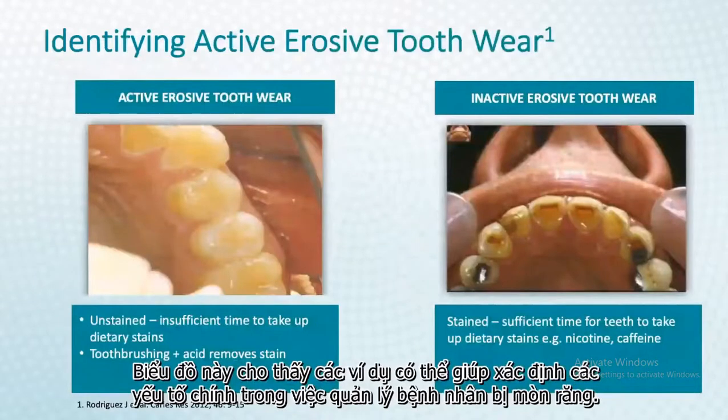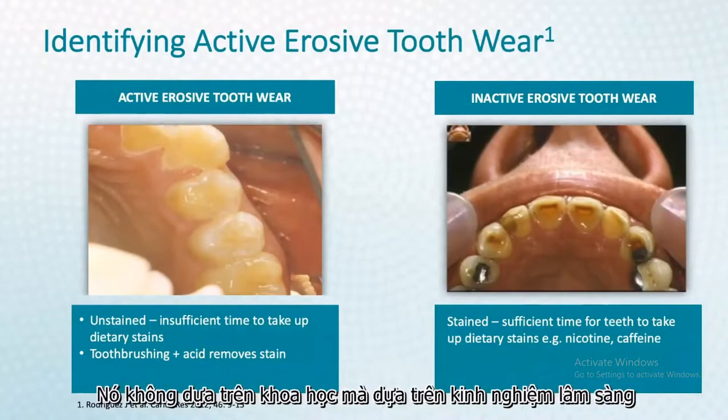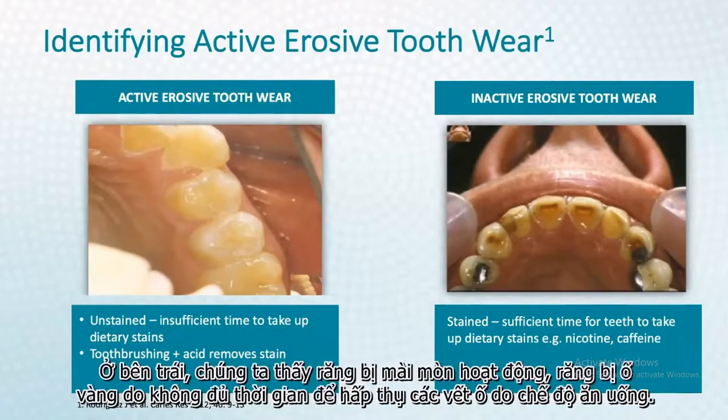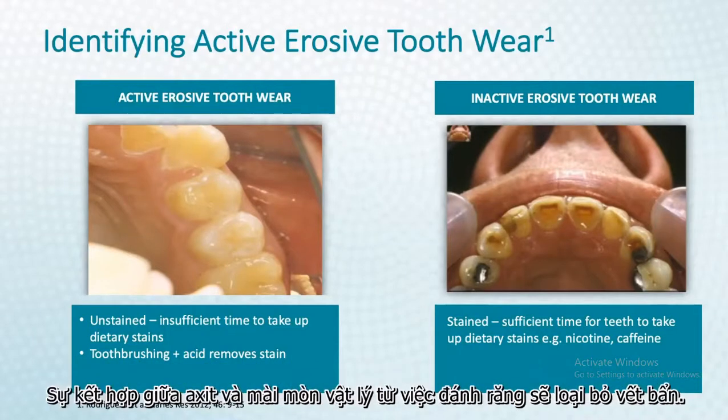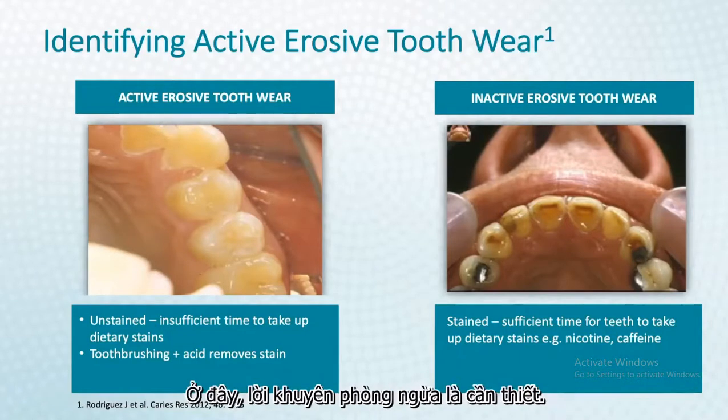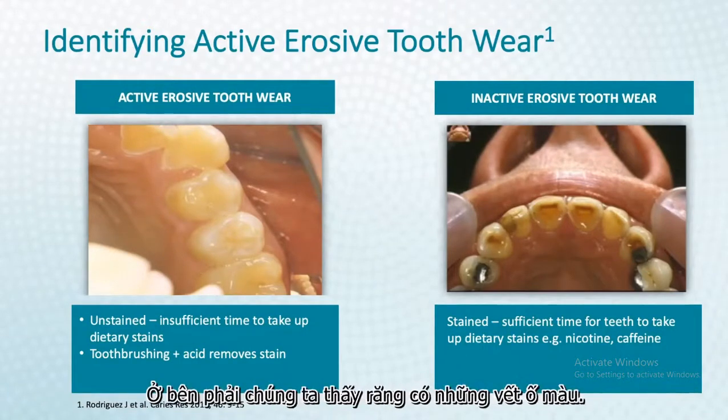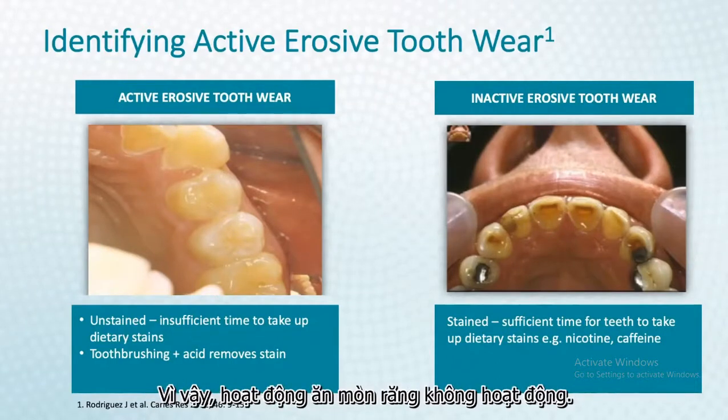This chart shows examples that can help identify a key factor in the management of patients with erosive tooth wear. It is not based on science, but clinical experience. On the left, we see active erosive tooth wear. The teeth are unstained as they have insufficient time to take up dietary stains. The combination of acid and physical wear from brushing are removing the stain. Here, preventive advice is needed. On the right, we see stained teeth, so inactive erosive tooth wear.